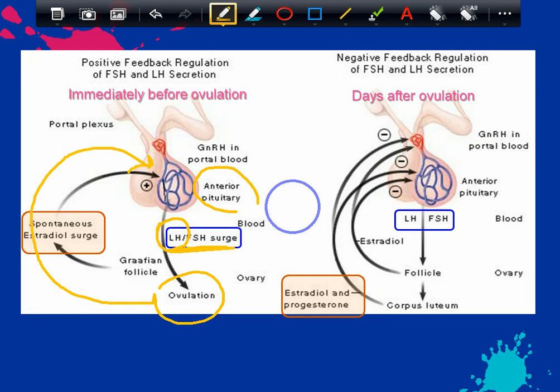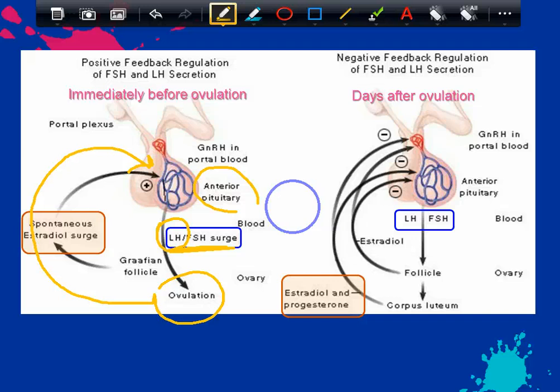The combination of the two now positively feed back, and we get more. And remember that after ovulation, the follicle has collapsed. It's now the corpus luteum. It's going to make large amounts of estrogen and progesterone. So we've got this positive feedback mechanism that's making more and more FSH and LH.